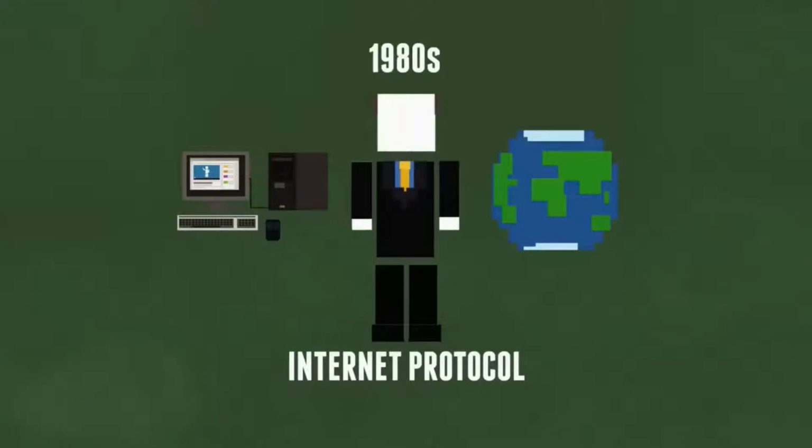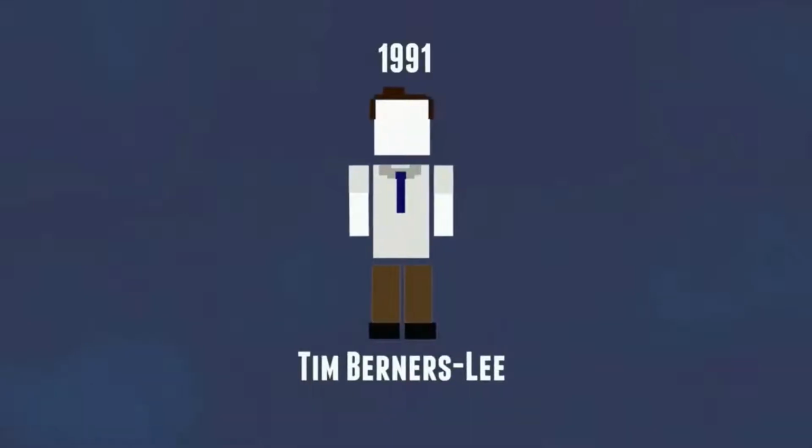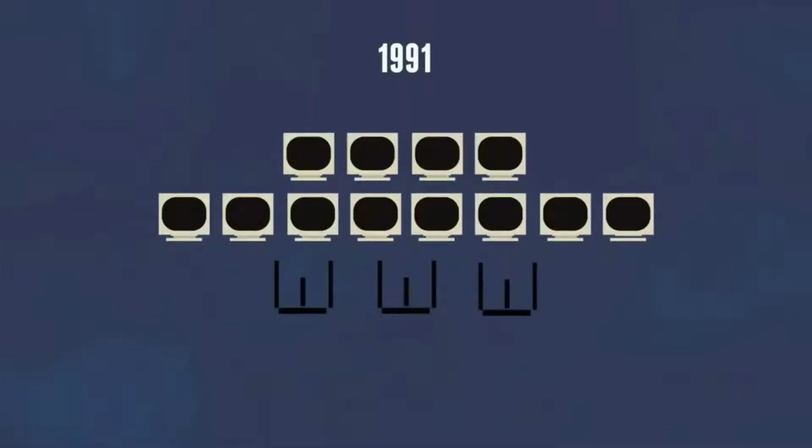In the 80s, scientists used Cerf's protocol to send data back and forth, but the 90s is where it really all began. In 1991, a computer programmer named Tim Berners-Lee invented the World Wide Web. This wasn't just a data sharing space for scientists anymore, this was an entire network of information that was accessible to anyone with an internet connection.